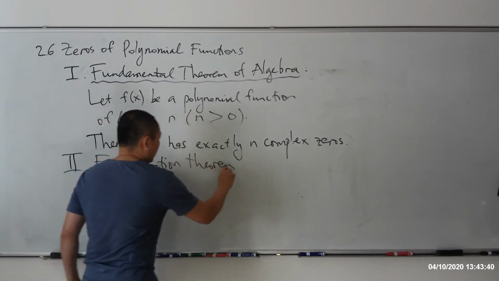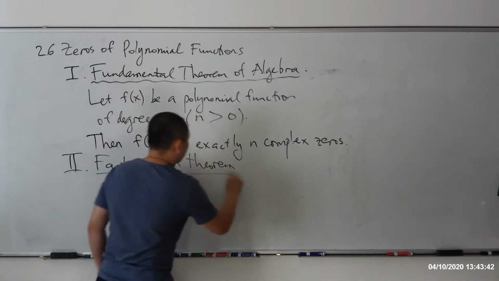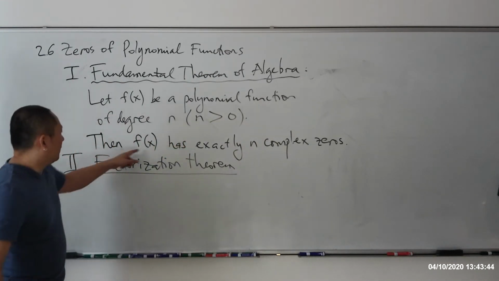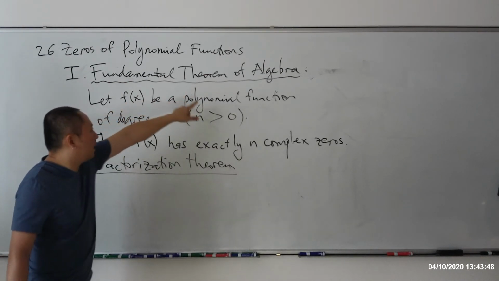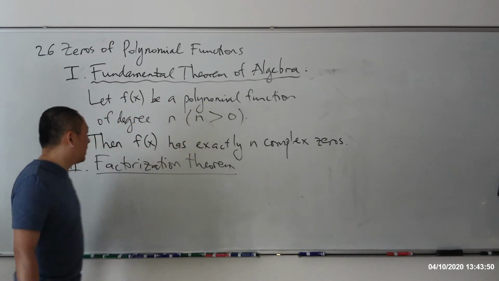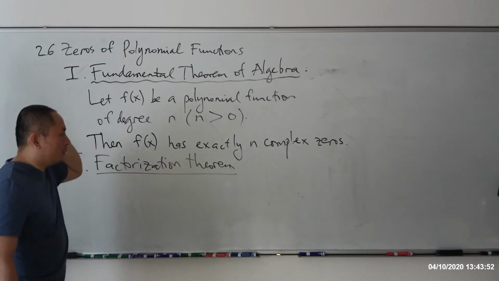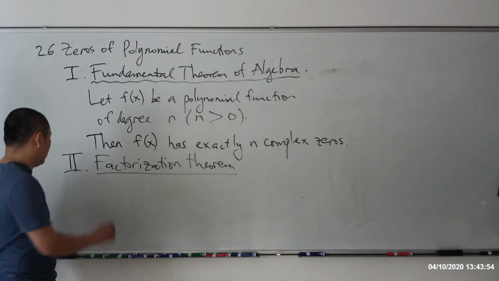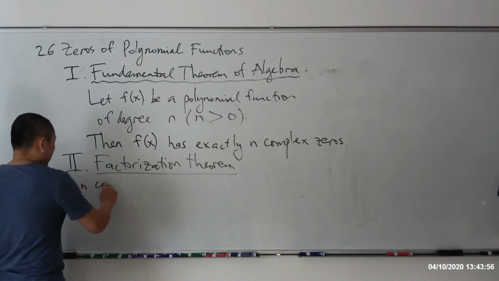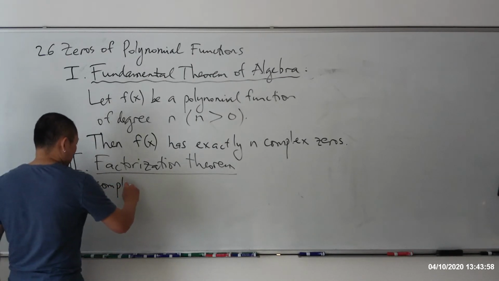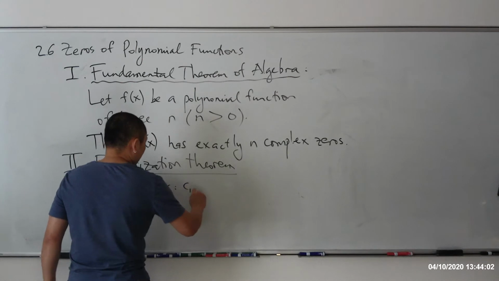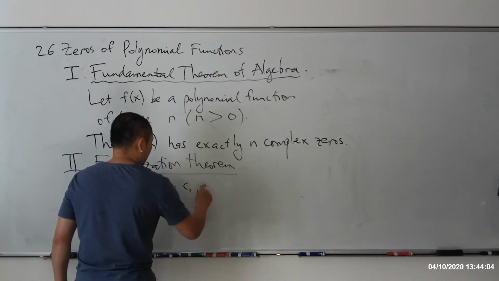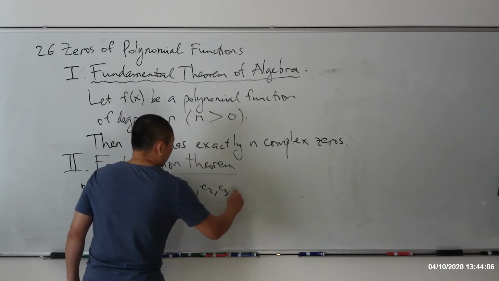Before writing it down, let me try to explain the idea of this a little bit. The function f of x, the same condition right here, is a polynomial with degree n when n is greater than 0, and it has n complex zeros. Let's call those zeros c1, c2, c3, all the way to cn.